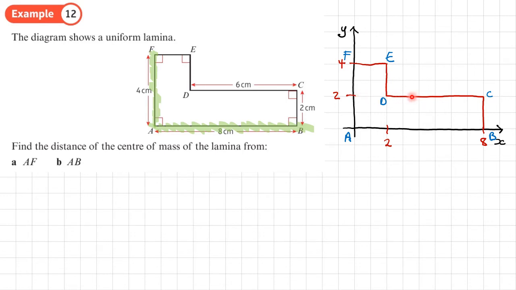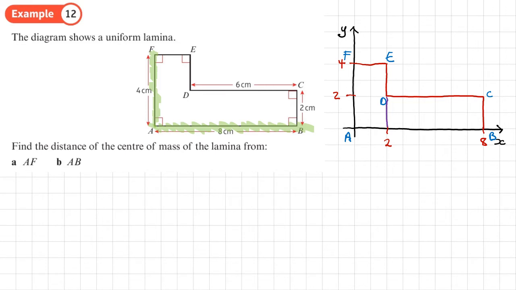There are 2 ways I can split it up. I can either split it up and draw a dotted line here and find the center of mass of the square and rectangle, or I can split it up here. It's totally up to you. For some reason, to me, it just seems that I want to split it up that way. But as I said, it doesn't really matter. Either way, you'll get the same answer.